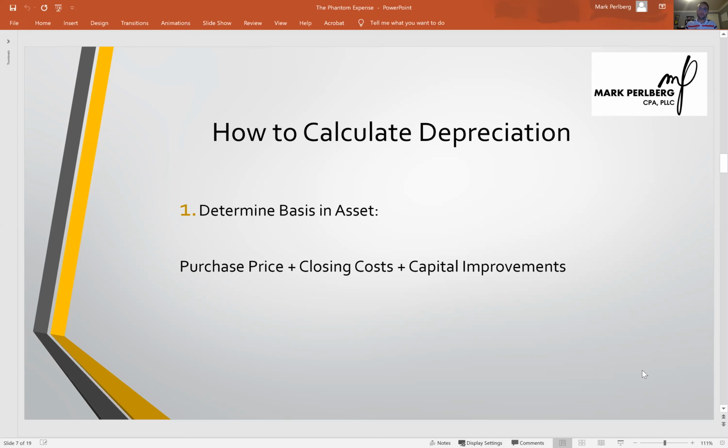A capital improvement would, for instance, be adding a deck to the house, or adding a new roof. Let's say if you're a BRRRR investor, a lot of those significant repairs, or adding a new stove in a kitchen, those would all be capital improvements that would be capitalized into the value of your purchase and depreciated over time.